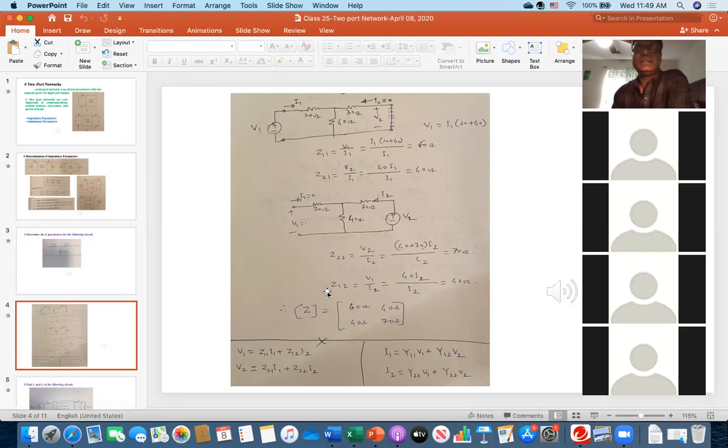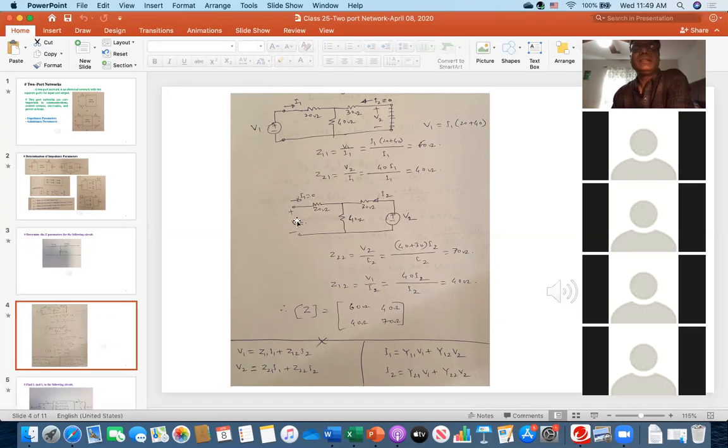Now similarly, G12, you are getting it from the first equation. G12 is V1 over I2, assuming I1 is 0. Here what you need is V1 and I2. So I2 is I2, but what is V1? Look at the diagram.